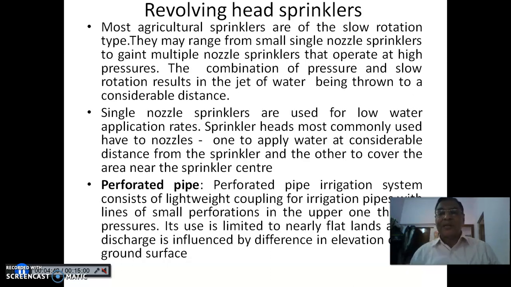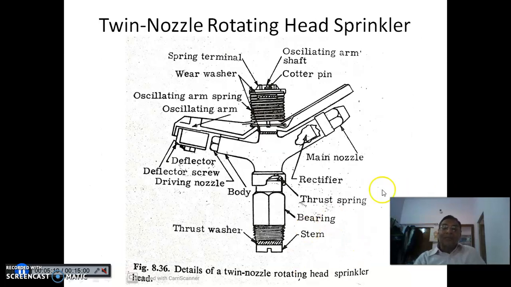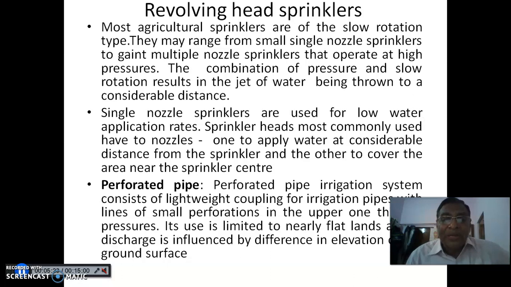Sprinkler heads most commonly used have two nozzles, as I was mentioning. They have two nozzles, one to apply water at a considerable distance from the sprinkler, and the other to cover the area near the sprinkler center. This is what we were showing earlier: one near to the sprinkler and the other to the distance. So these are the twin nozzle heads.